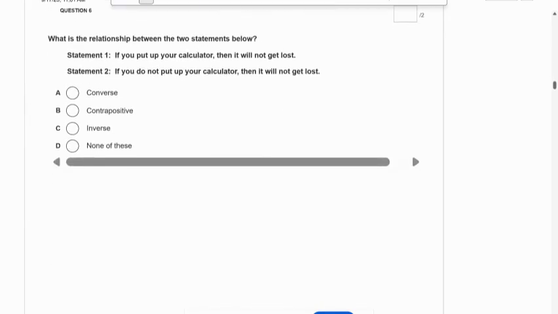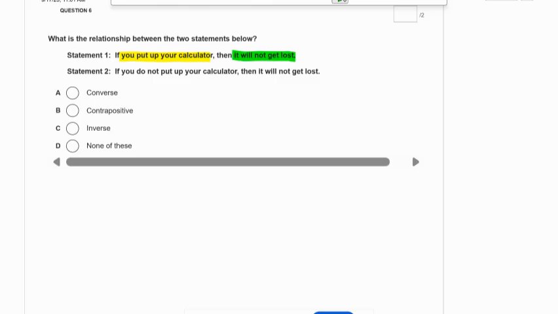Question 6, what is the relationship between the two statements below? Statement 1, if you put up your calculator, came first, then it will not get lost. It will not get lost is your conclusion because it came after then.